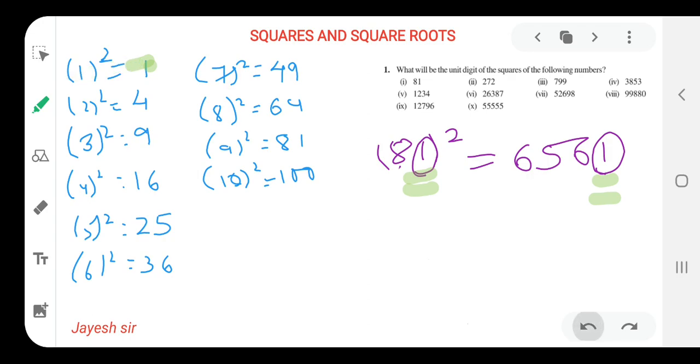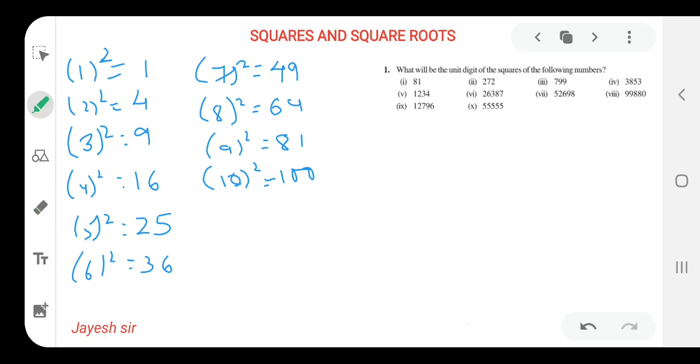So let us begin with the second sum, that is 272. In 272, 2 is at the unit place. Now we will solve according to the unit place. 2 is at the unit place, so the square of 2 we know is 4. So the answer for the first is 1, and the answer for this would be 4, because 2 square we know is 4. Then the unit place of 272 square would definitely be 4. So directly we can say that at the unit place it would be 4 only.